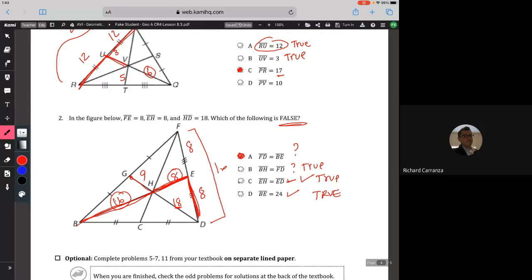We don't know, well, FD. Let me see. FD is 16, and it's equal to BE. Oh, BE is 24. So we know that that's false. Yeah, so the only way to figure out number 2 is to actually start filling out the numbers.